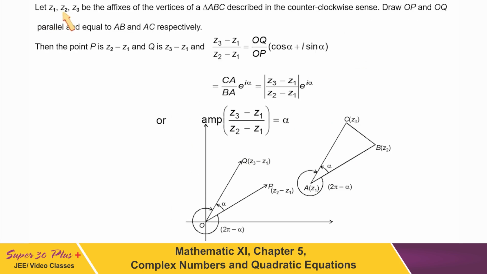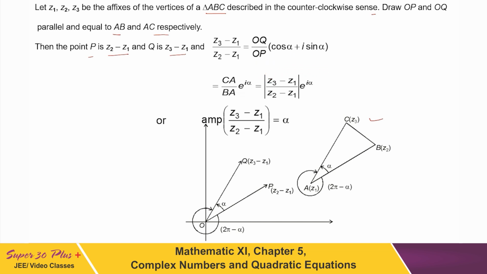Students, let Z1, Z2, Z3 be the affixes of the vertices of a triangle ABC. Triangle ABC is here, described in the counterclockwise sense. Draw OP and OQ parallel and equal to AB and AC respectively. Then the point P is Z2 minus Z1 and Q is Z3 minus Z1. And by the rotation theorem, we can say (Z3 minus Z1) upon (Z2 minus Z1) is equal to OQ upon OP (cos alpha plus iota sin alpha).